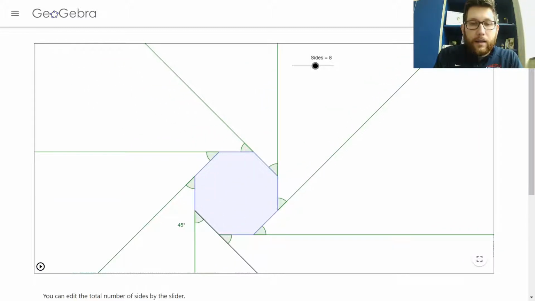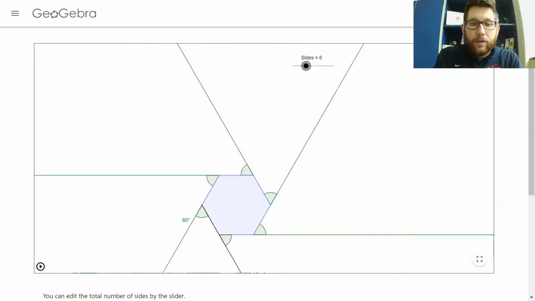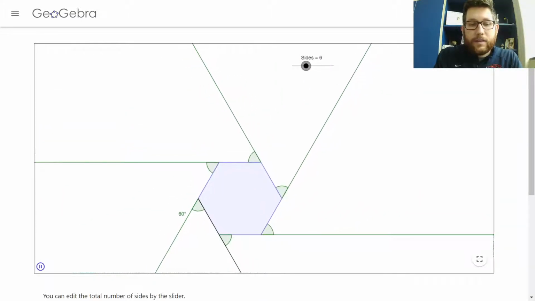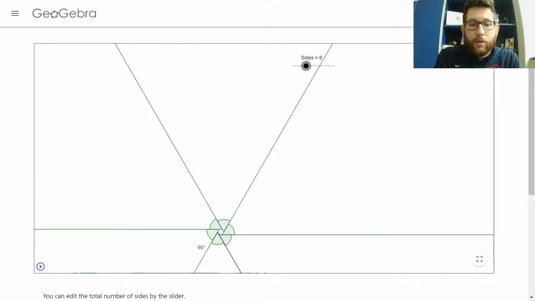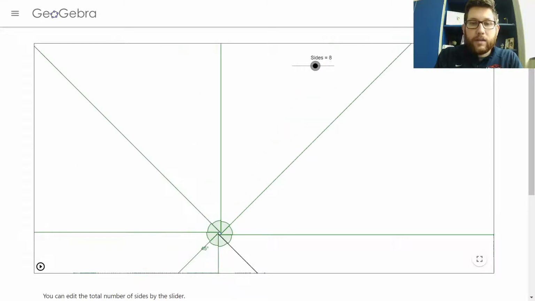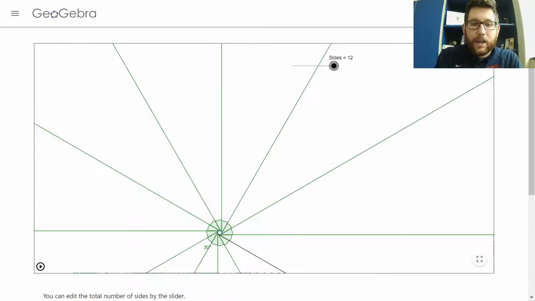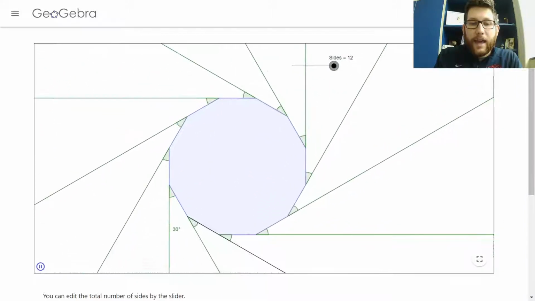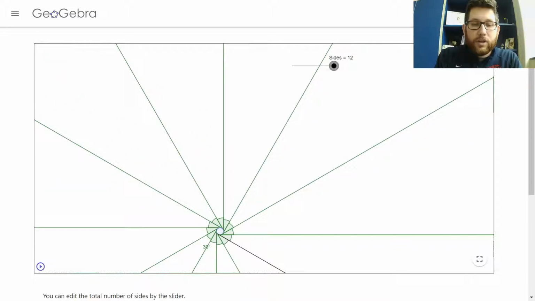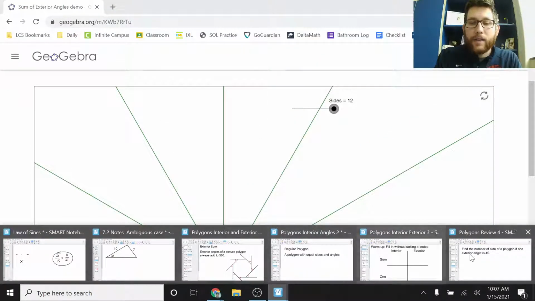Now let's try one with fewer sides. What if I try a hexagon? Notice what happens. It expands, it contracts, and all the way down it ends up being 360 degrees. And I could change it to any number of sides I wanted. I could change it up to 12 sides here, but the same thing happens. Notice all those exterior angles stay the same size, and if I shrink it down small enough, they end up going the whole way around a circle. So that's visually why this formula works.